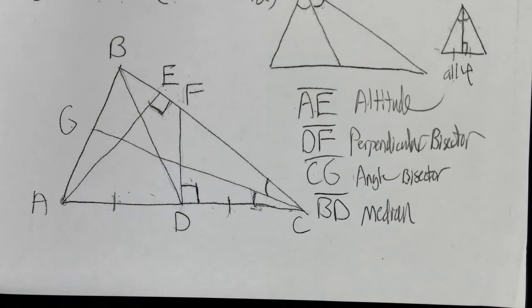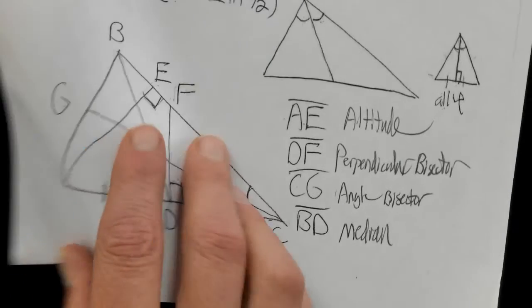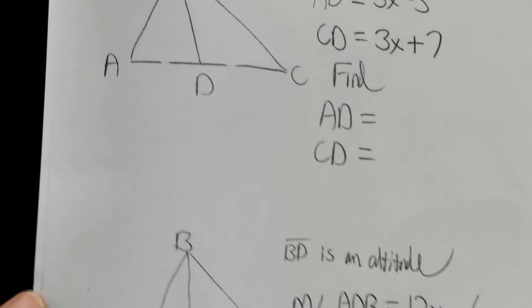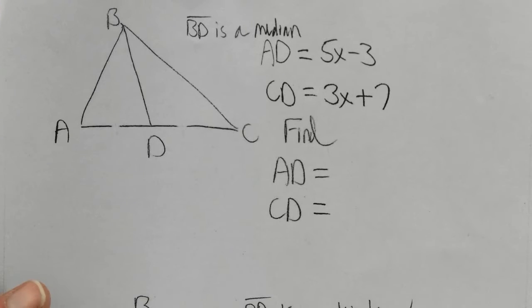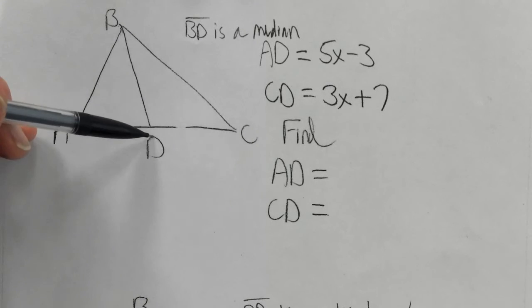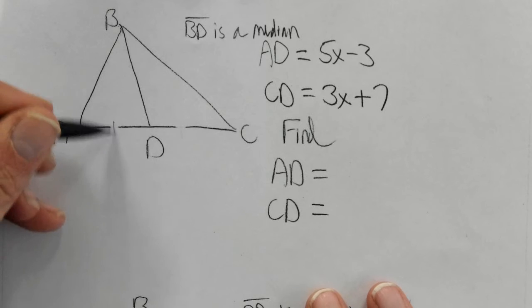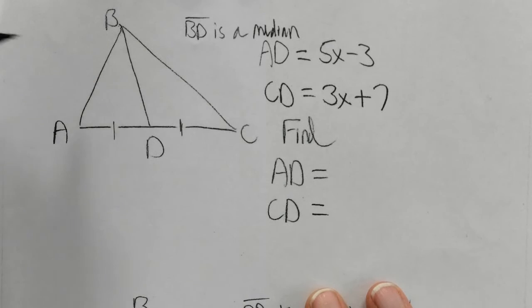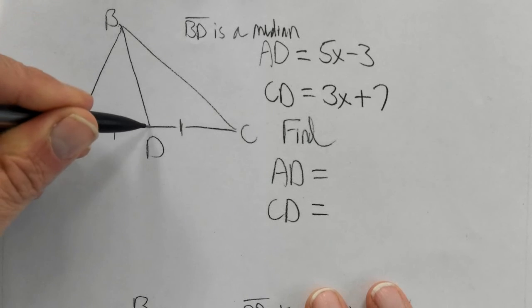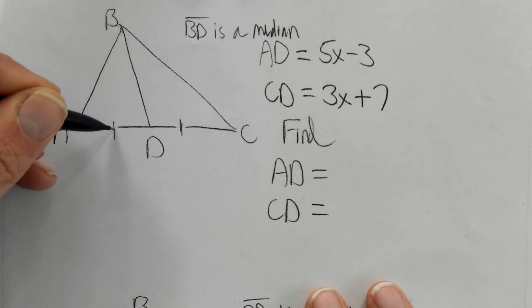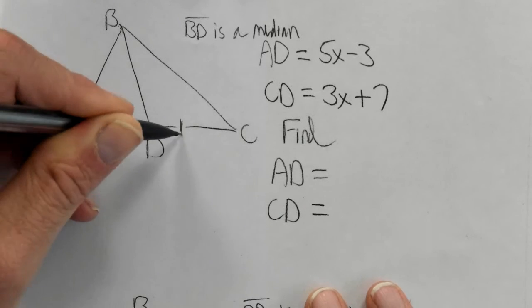All right, so we should be able to identify these segments as to which one it is based on the characteristics. Okay? Here's the next type of problem that we're going to be looking at. In this problem it tells me that BD is a median. So immediately I should know that these two segments are the same length because a median starts at a vertex, hits the other side at the midpoint. So I'm going to go ahead and mark these two as congruent.